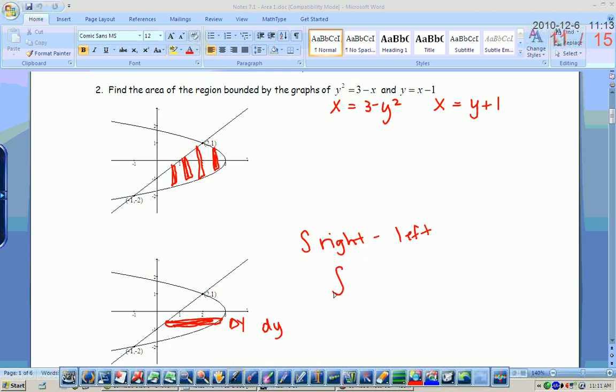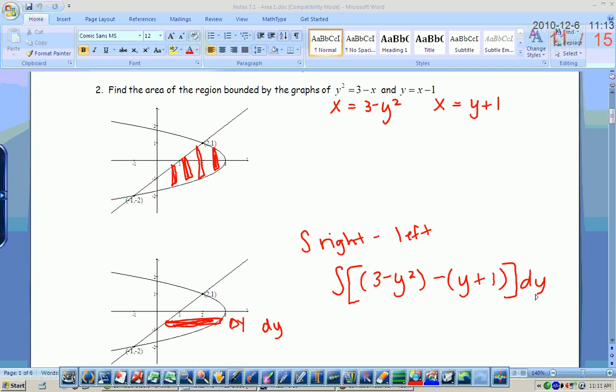All right, so the right side is this parabola. What's the equation of the parabola after I've solved for x? 3 minus y squared. And the left side is the line, which is y plus 1. Make sure you put that y plus 1 in parentheses because you're subtracting that entire quantity.